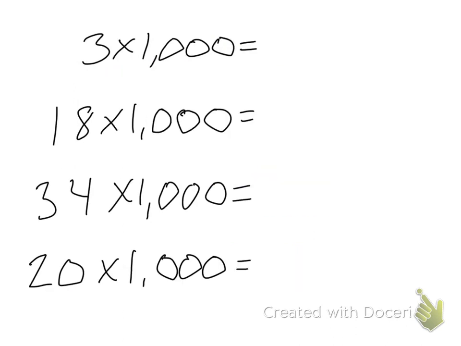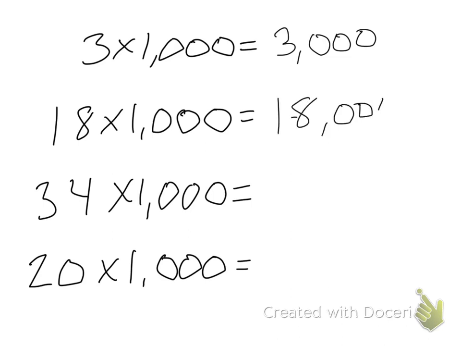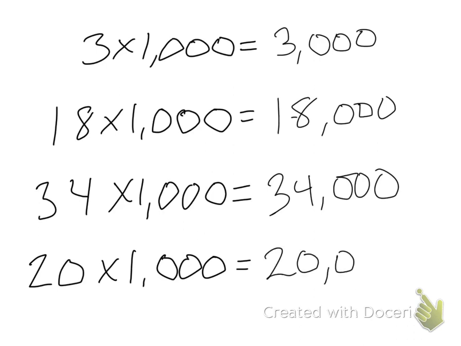Okay. What about if I multiply by 1,000? So 3 times 1,000 equals 3,000. 18 times 1,000 equals 18,000. 34 times 1,000 equals 34,000. And 20 times 1,000 equals 20,000.